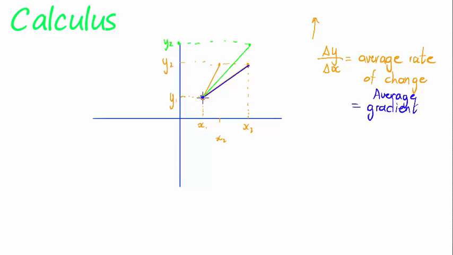So for example, let's draw a graph through those 2 points here. Okay, notice that between these 2 points there's not a straight line. The graph curves between them.